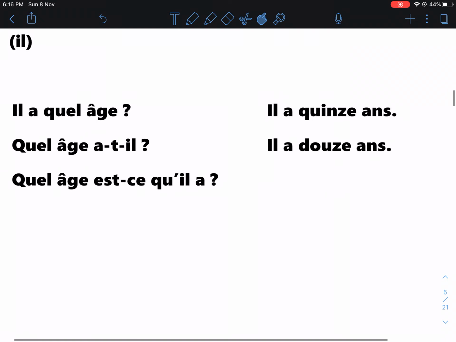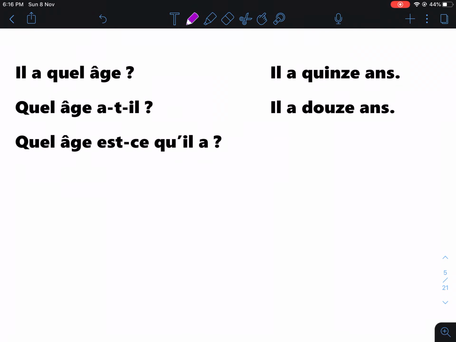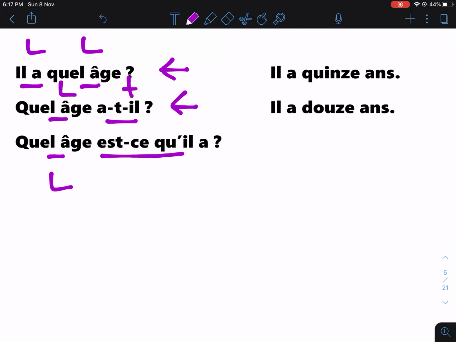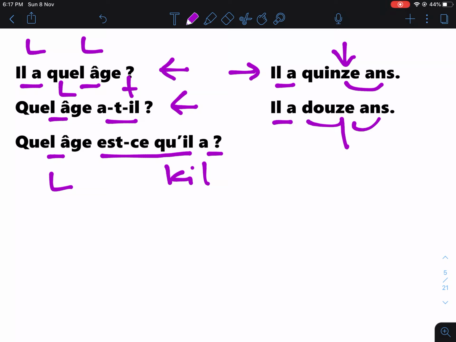Now let's move to the next one. This is for he. Il a quel âge? How old is he? Quel âge a-t-il? And the last one, quel âge est-ce qu'il a? I repeat that again. Il a quel âge? Quel âge a-t-il? Quel âge est-ce qu'il a? So the answers are, il a 15 ans. Il a 12 ans. He is 15 years old and he is 12 years old. This is for the question, how old is he?